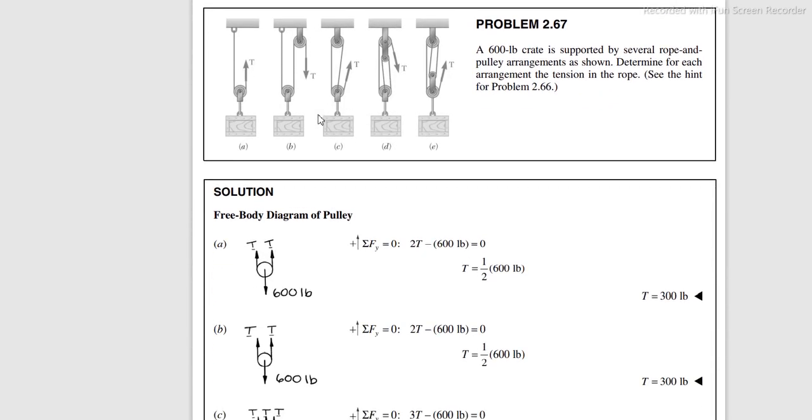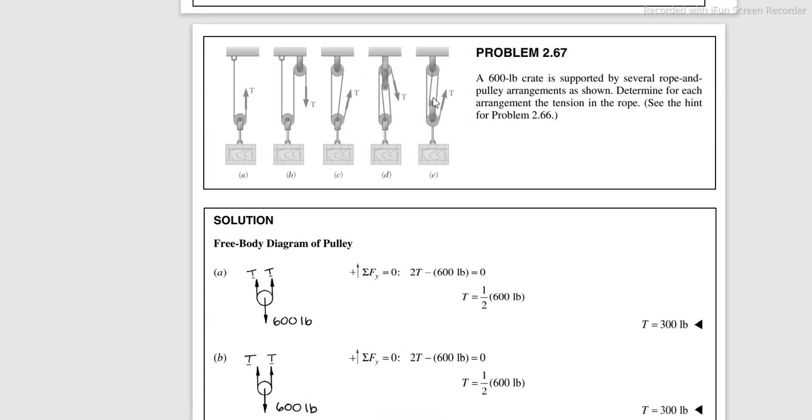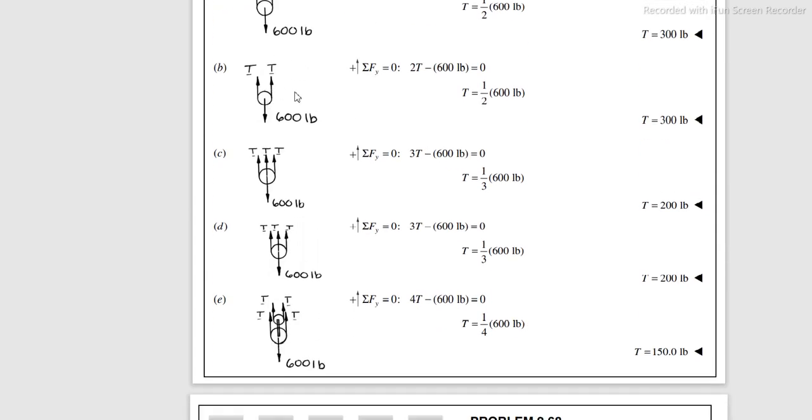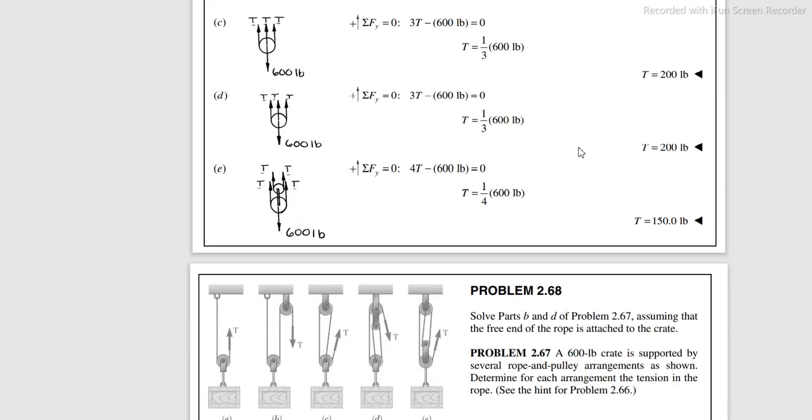Next problem is very important. 2.67. A 600 lb crate is supported by several rope and pulley arrangements as shown. Determine for each arrangement the tension in the rope. Here is T, T, T, and next T. And the solution is free body diagram of the pulley. All the questions are solved.